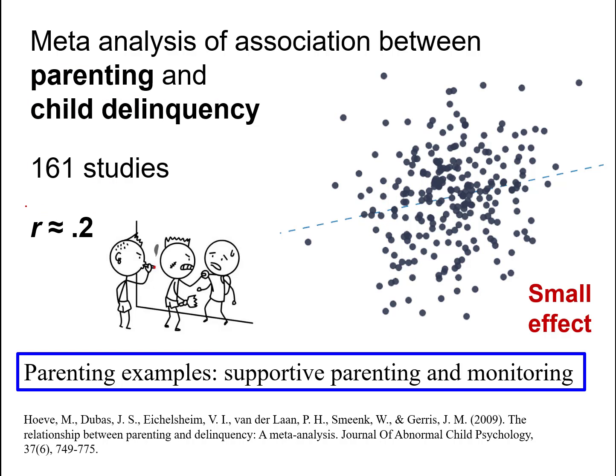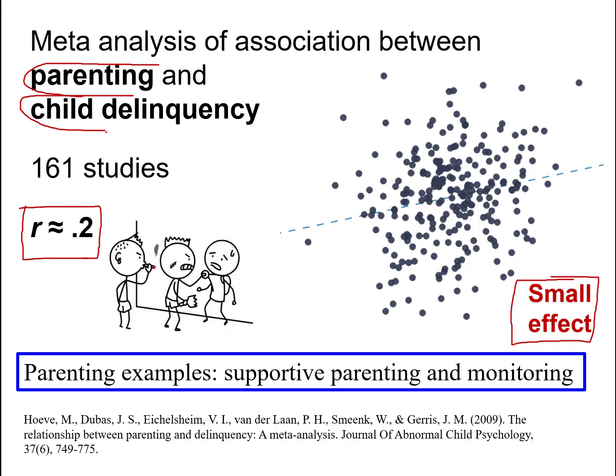What about a correlation of 0.2? So with a correlation of 0.2, we'd be dropping down into a small effect size. So what type of study might produce a correlation of 0.2? And the example I have here are studies investigating the correlation between parenting and child delinquency.